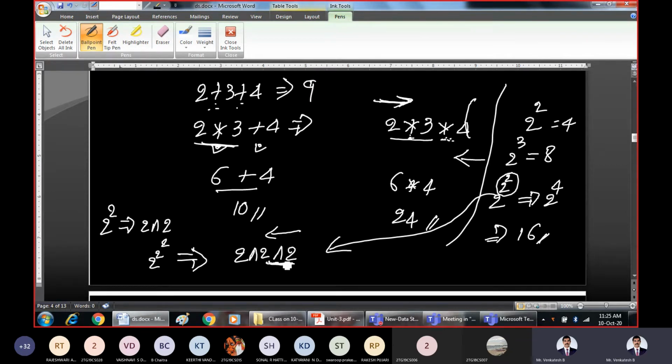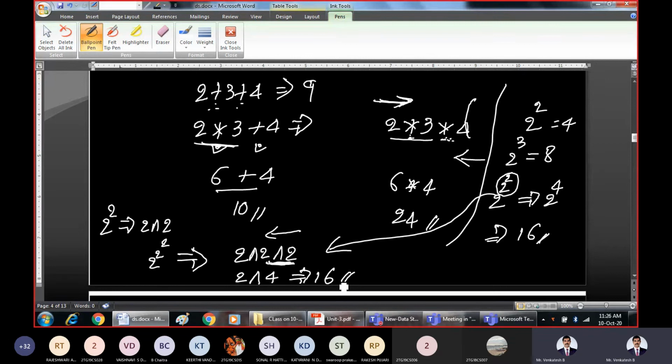That means first you get the answer for this. So how will this expression become? This expression will become something like this. What is that? 2 raised to 2 is how much? 4. Then 2 raised to 4 will be 16. Now this is what associativity is. I hope you have understood the meaning of associativity. Associativity is something in which we decide whether to go from left to right or right to left.